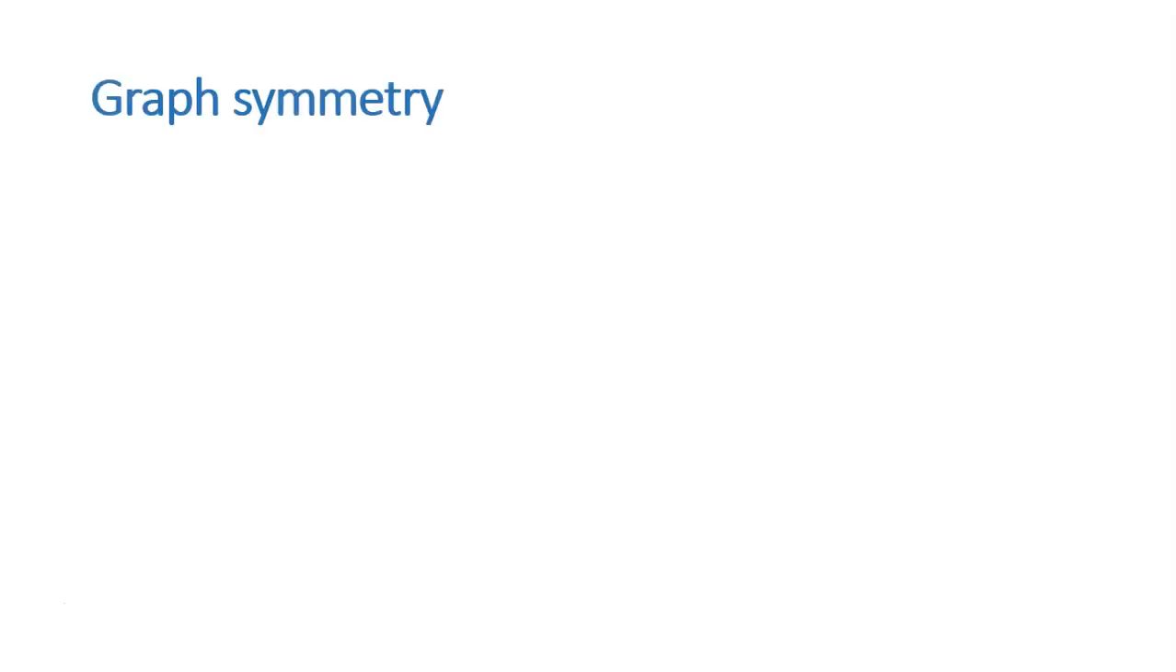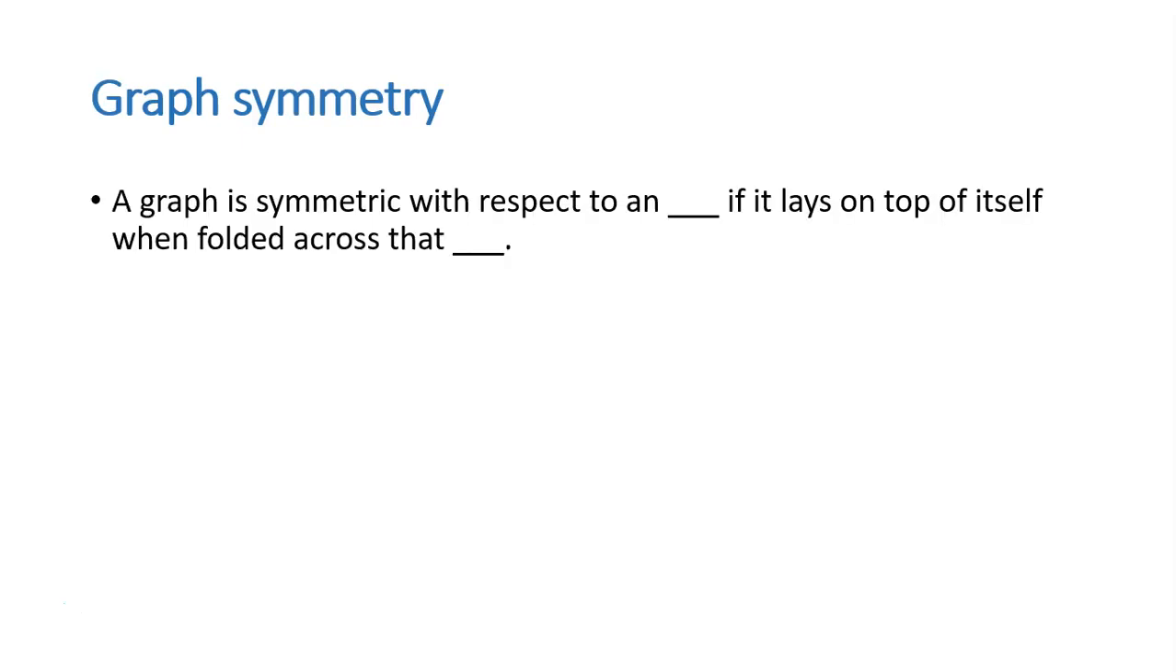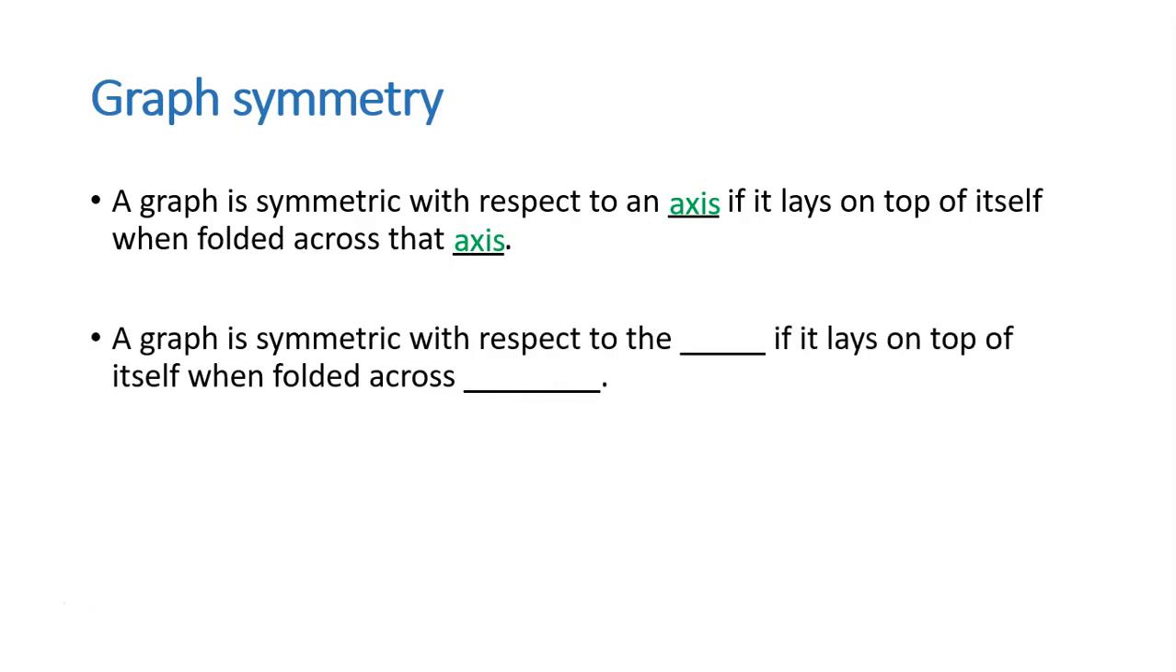So the first thing we could talk about in terms of a graph is any symmetry the graph may have. A graph is symmetric with respect to an axis if it lays on top of itself when folded across that axis. So we have graphs that may be symmetric with respect to the x-axis or the y-axis. We can also have graphs that are symmetric with respect to the origin.